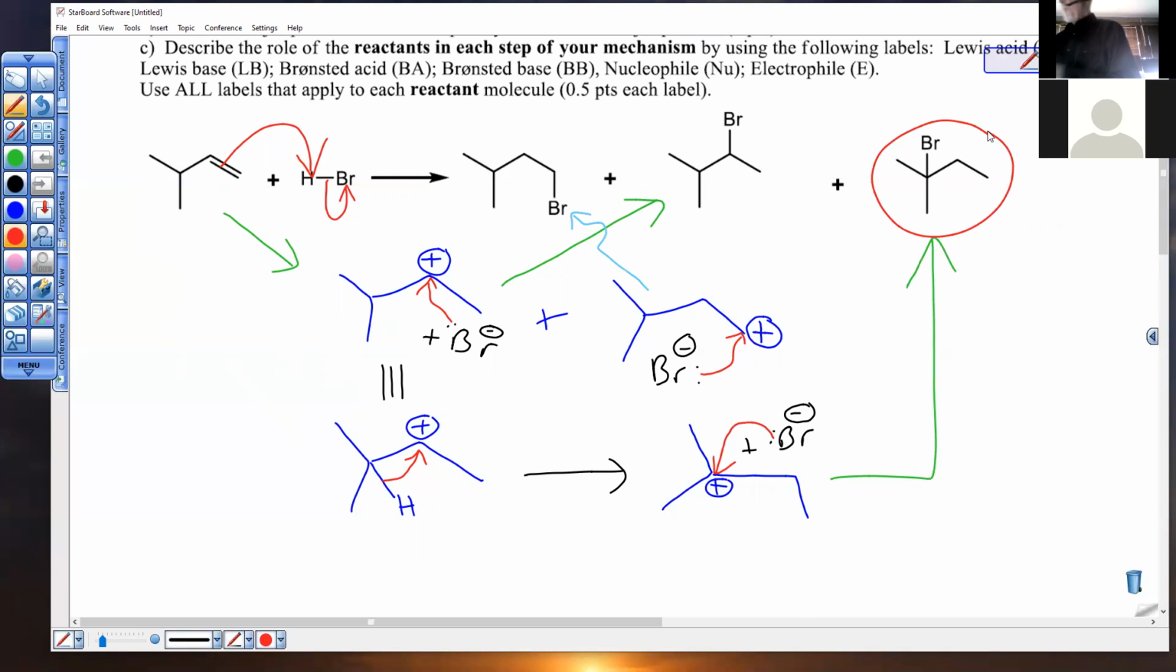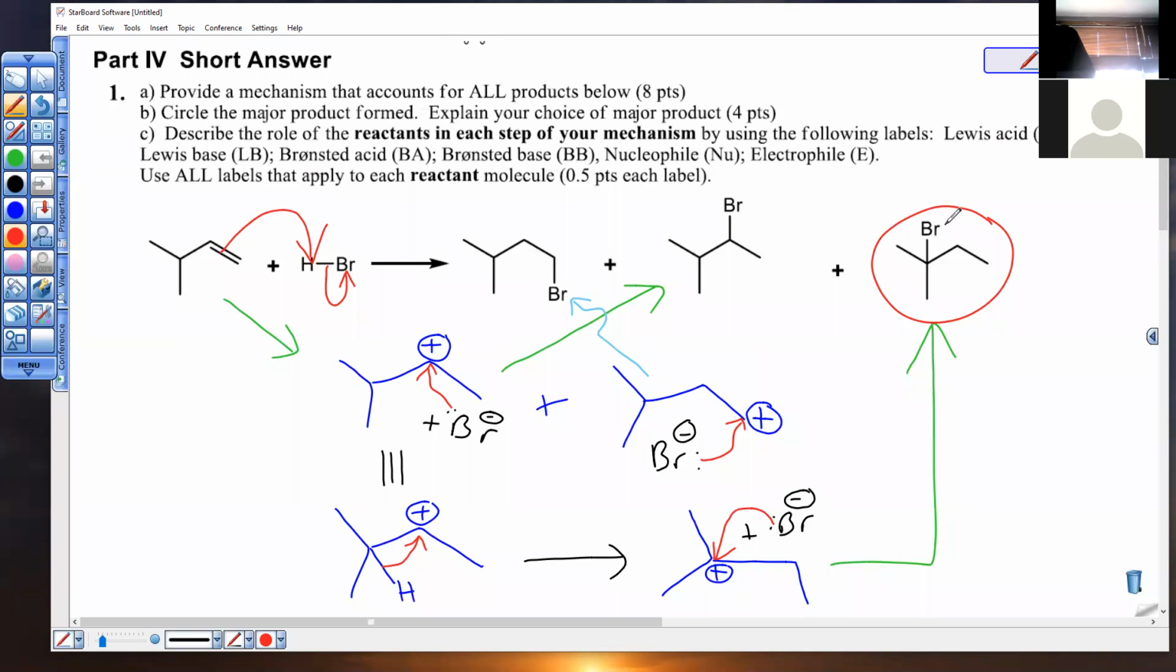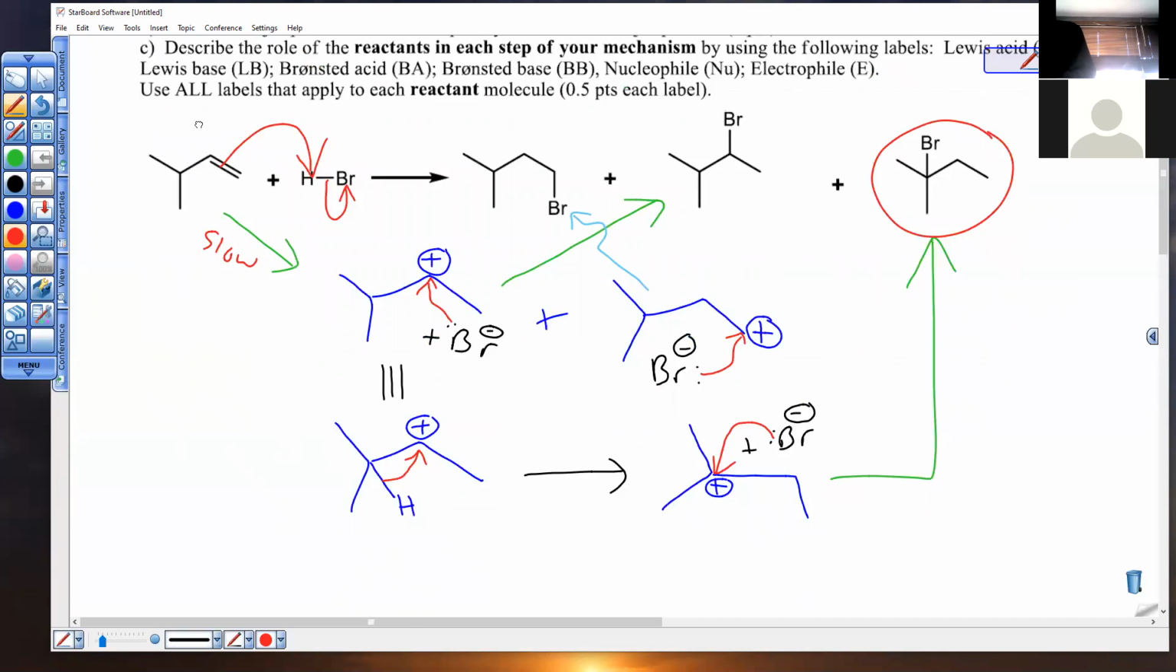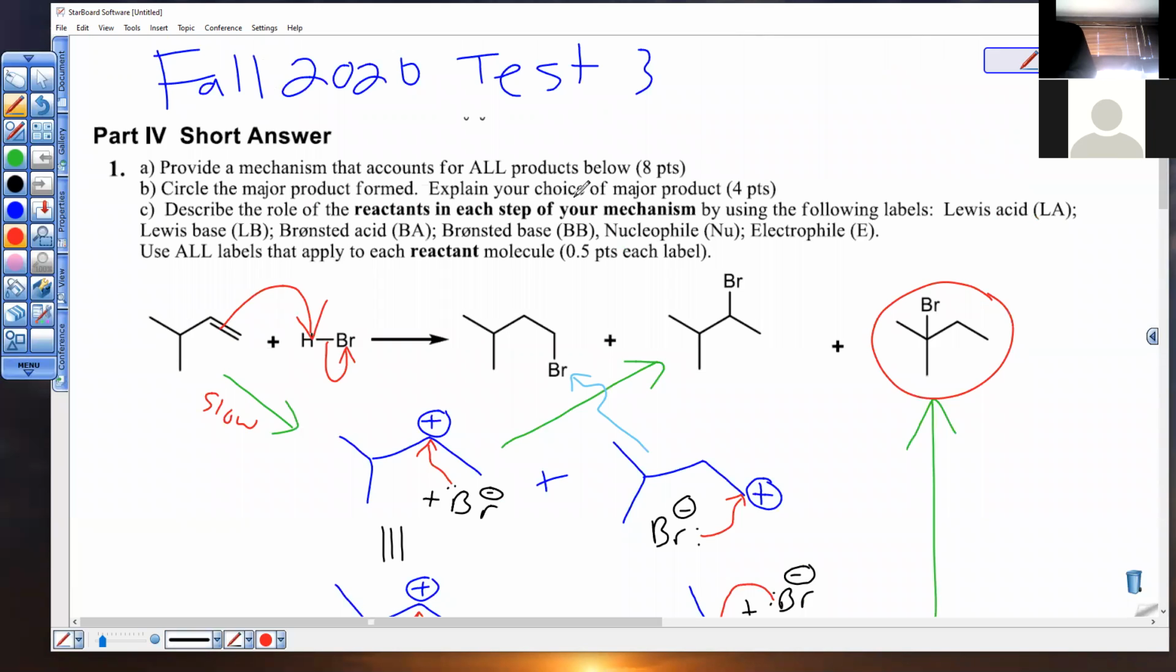And we're going to talk about why it's the major product. Circle the product, explain your choice. Your circle has nothing to do with the stability of this product compared to this product compared to this product. No, it has to do with the stability of the rate determining step molecules, which are the carbocations. The slow step is generating carbocations. You need to talk to me about the stability of this carbocation. So in part B, circle the major, explain your choice.